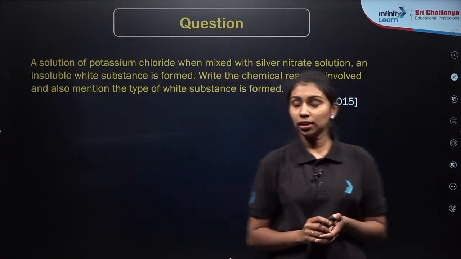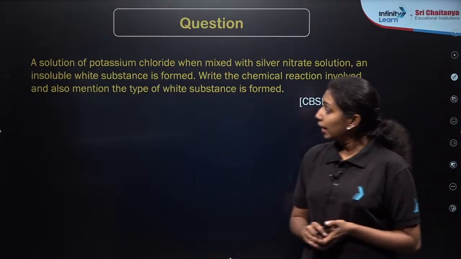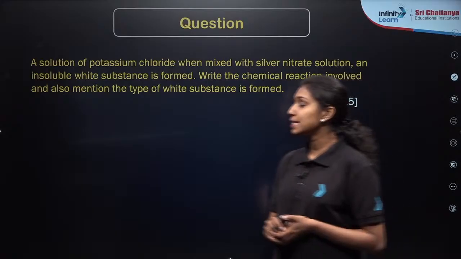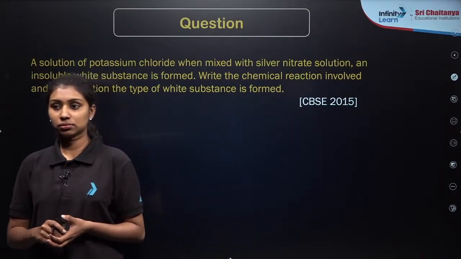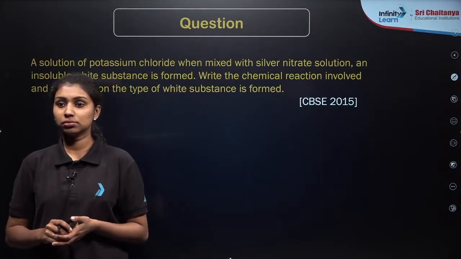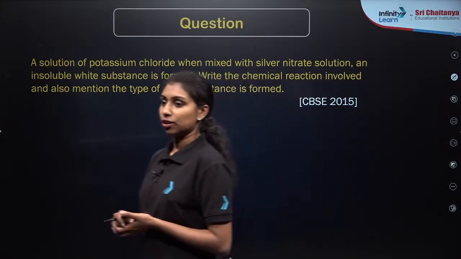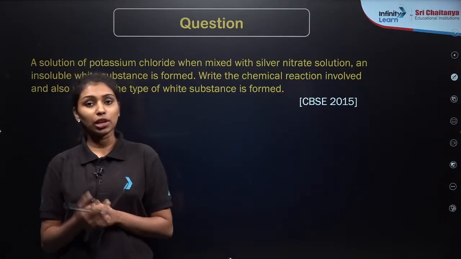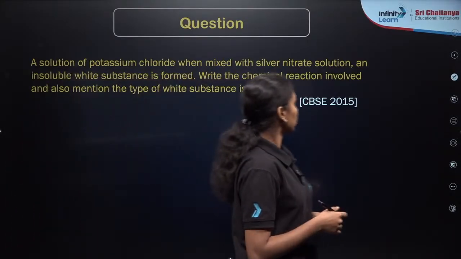Again, here is the next question. A solution of potassium chloride when mixed with silver nitrate solution, an insoluble white substance is formed. Write the chemical reaction involved and also mention the type of white substance formed. A chemical reaction is explained over here in words. We want to convert the chemical reaction into its equation form. Then write down the balanced chemical equation.